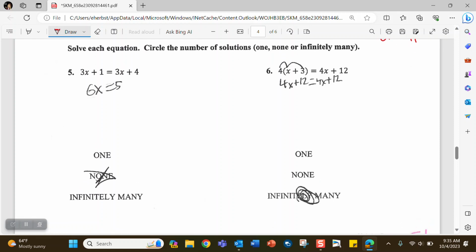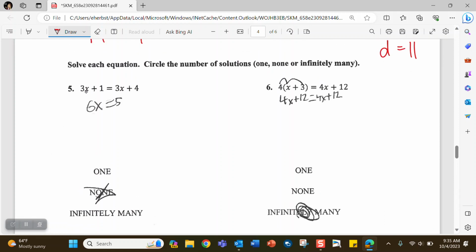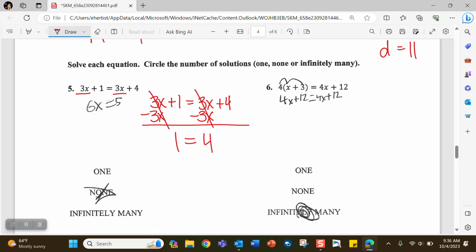Okay, infinitely many on number 6. You kind of got lucky here on number 5 because again, this is another one where they're on opposite sides, but you added them together. We really should have been subtracting 3x because I want to show you what happens when we do that. If I subtract 3x from both sides, right, I'm moving the variable term to the other side by doing the opposite. Then I end up with this statement, 1 equals 4. That's not true, and we do get none.